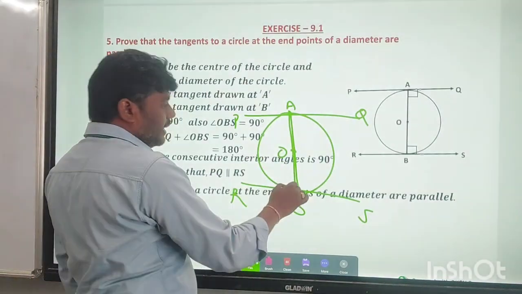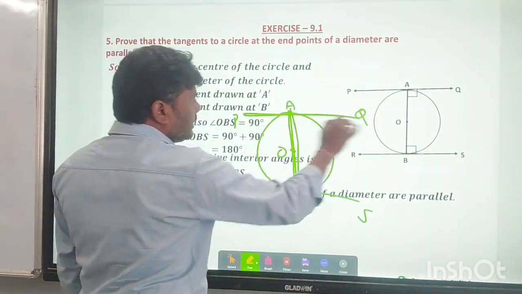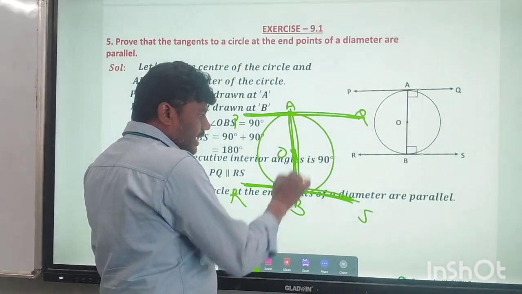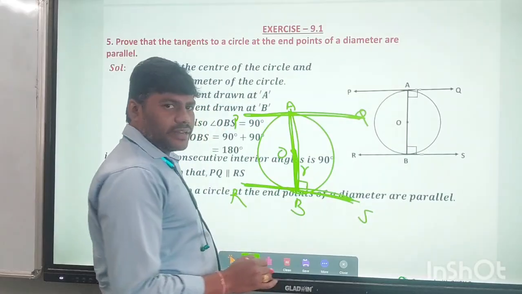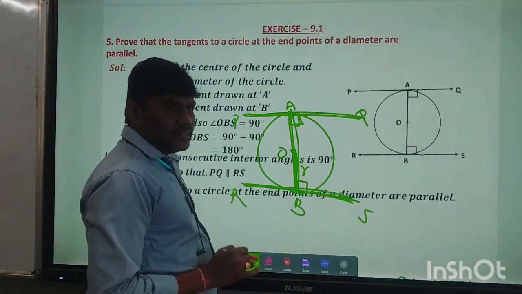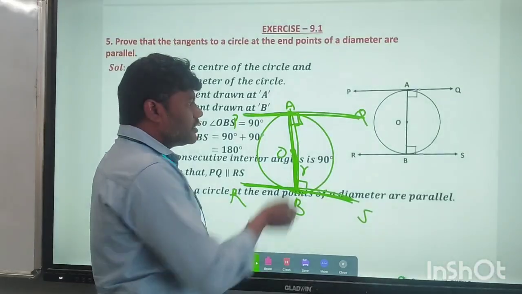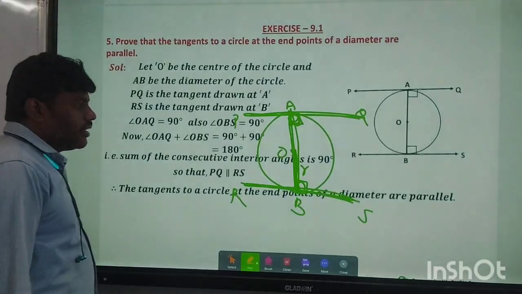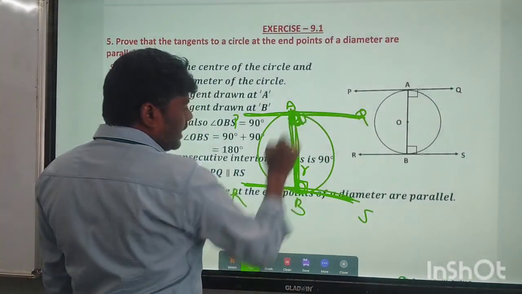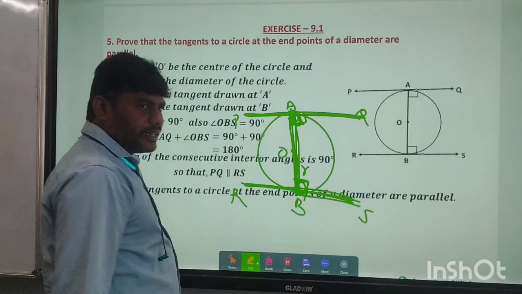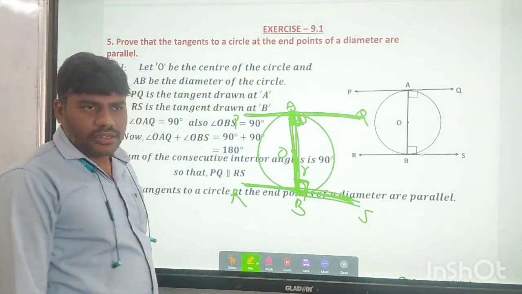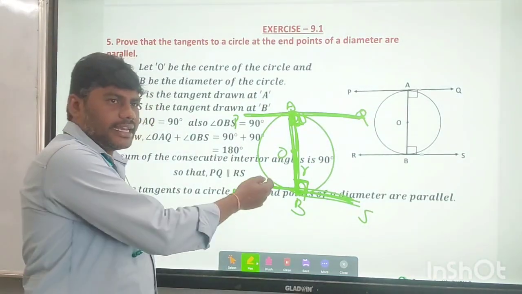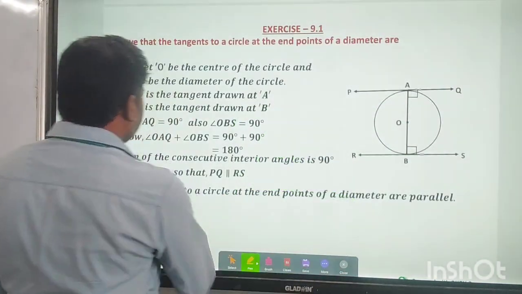Okay, this is the diameter. This is a tangent line, here also a tangent line. This is the radius. At the point of contact the angle equals 90 degrees, and at this point of contact also 90 degrees. Yes or no? So this is 90 degrees, here also 90 degrees. These two lines are parallel lines. So angle OAQ is 90 degrees and OBS is also 90 degrees. 90 plus 90 equals 180. This is a straight line. The sum of the two interior angles equals 180 degrees, so that is the condition.